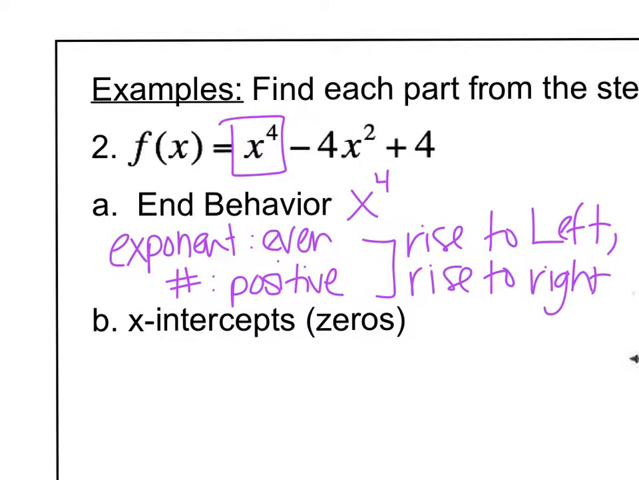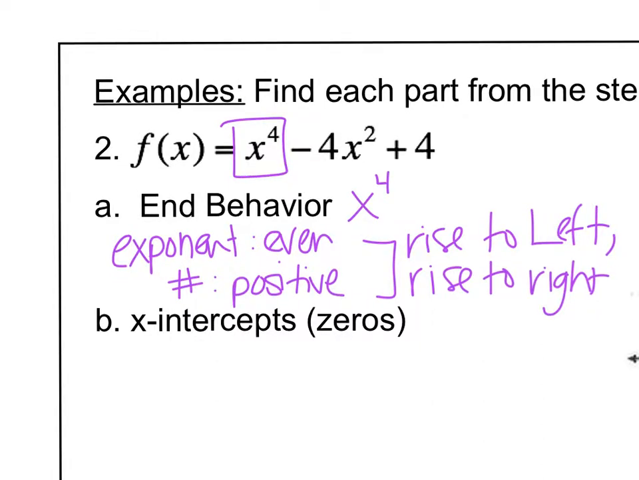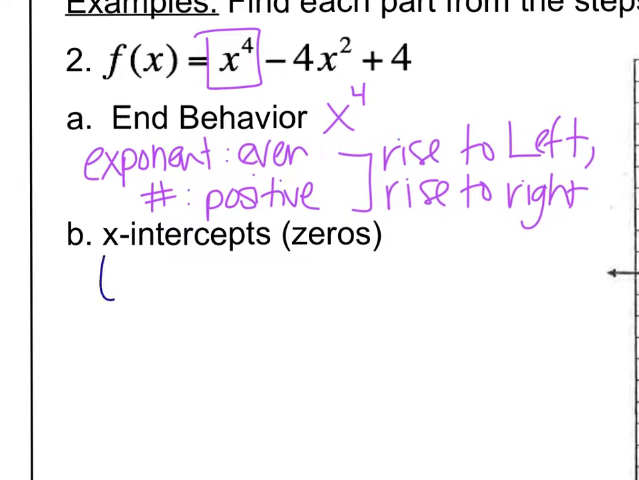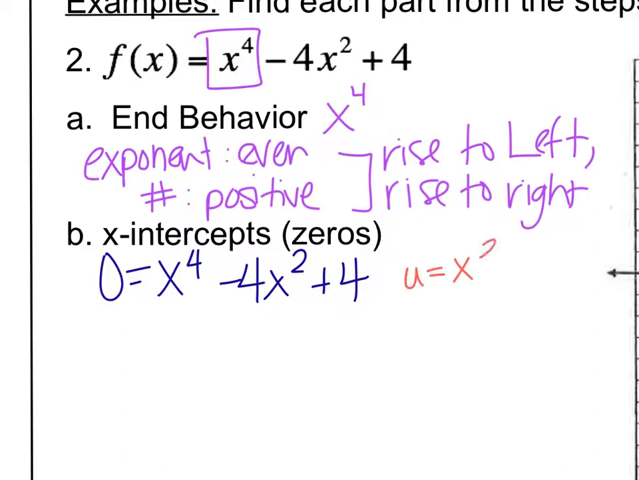Then we look at the x-intercepts, which is really just setting it equal to 0. So it's going to be 0 is equal to x to the 4th minus 4x squared plus 4. In order to solve this one, we're going to have to use the u method, since it looks like a quadratic, but it's not quite. U is going to equal x squared. And this is u squared minus 4u plus 4.